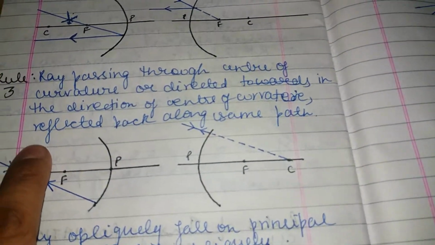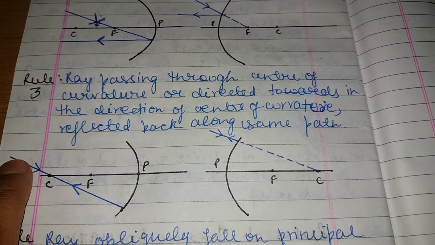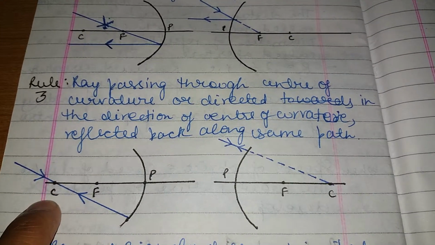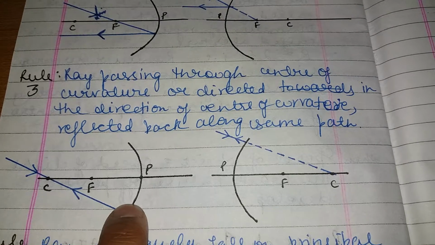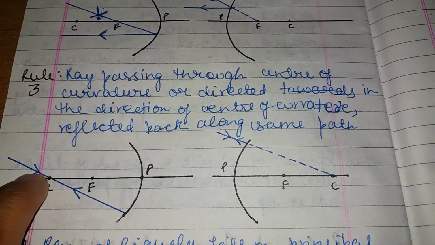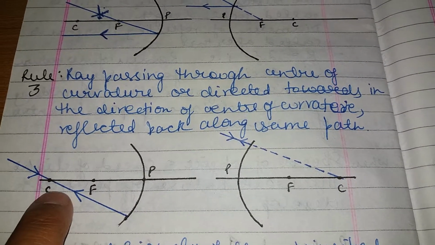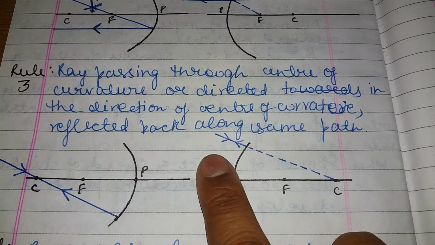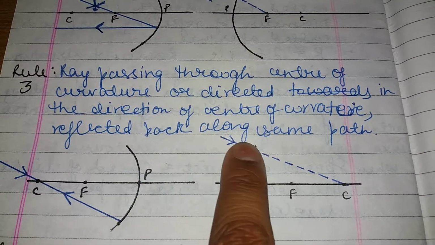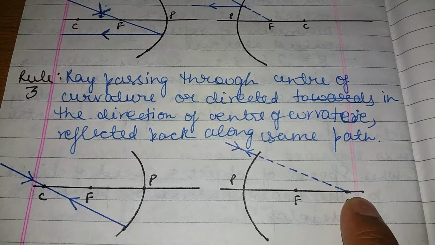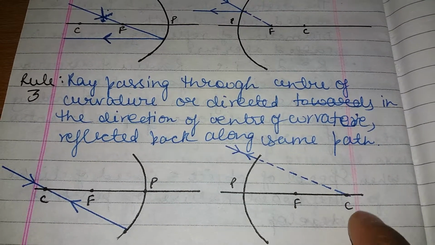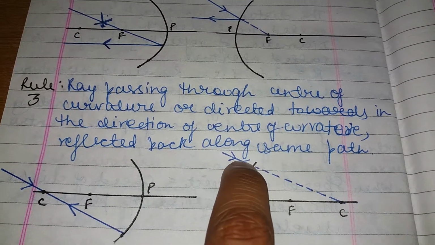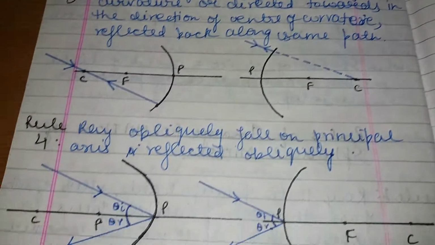Rule number 3. A ray passing through the center of curvature, that is point C, after reflection is directed back along the same path. In convex mirrors, a ray incident in the direction of the center of curvature will after reflection reflect back along the same path.